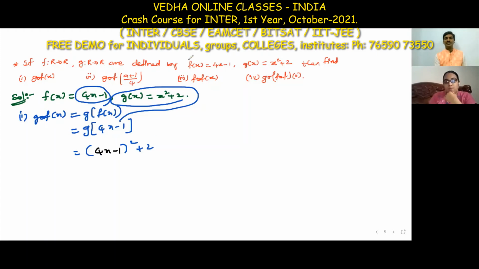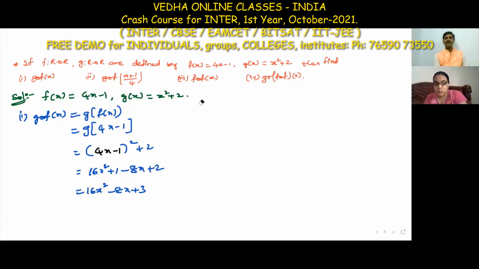4x minus 1. Now we apply the (a minus b) whole square formula again. a square, 4x whole square, that is 4 square 16x square, b square, 1 square is 1, minus 2ab, minus 2 into 4x into 1, 2 4s are 8x, plus 2 as usual. So the final answer is the x square term, minus x term, then the constant term. 2 plus 1 is 3. Understood?